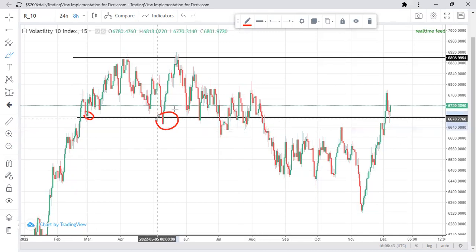So I'm explaining because of this area here. We have it here, we have it here, we have it here. And most times if it's going to break that resistance or that support, obviously you'll be seeing a very strong movement. Now it's up to you to wait for a confirmation before you take a trade.